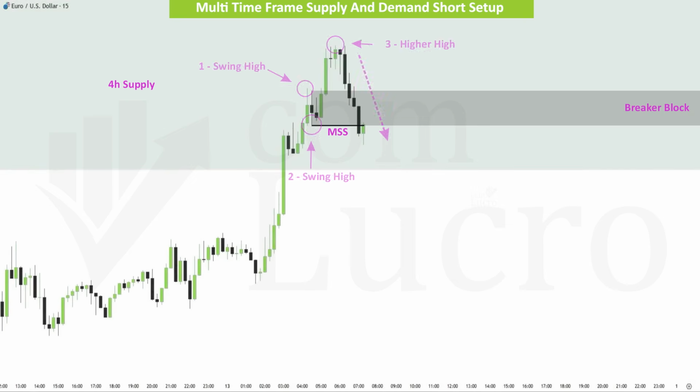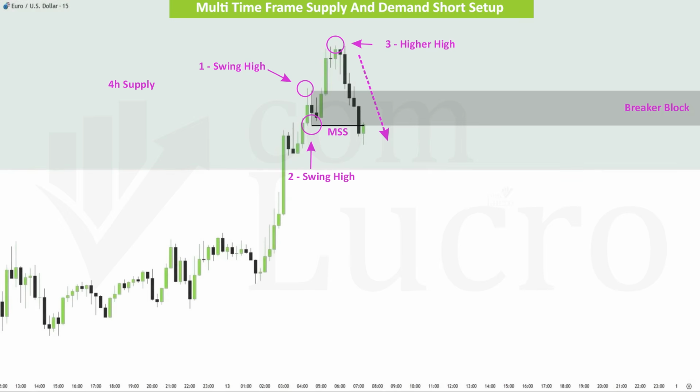Price initially created a swing high, then a swing low, followed by a higher high. Shortly after that, price sharply reversed and closed below those down-close candles. This price action confirms the breaker block and adds a strong layer of confluence for entering a short position.